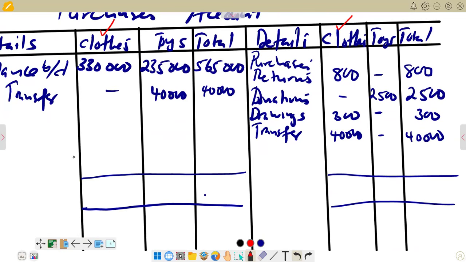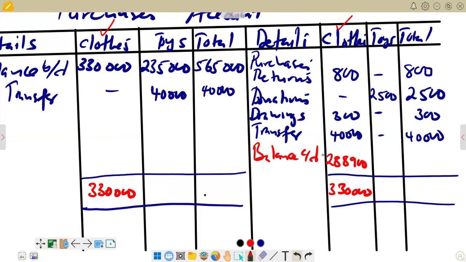Total of the debit is going to be greater. We are going to have 330,000, which is going to come also on the credit side. Then if you say 330,000 minus 40,000 minus 300 minus 800, you are going to get 288,900. So obviously, this is now our balance CD.